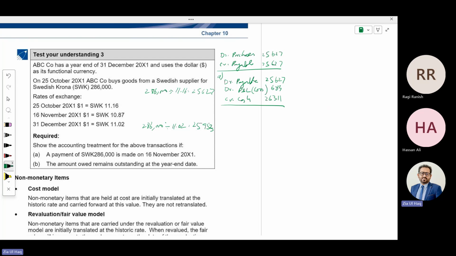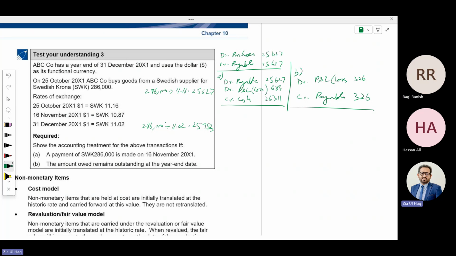This means the liability should be increased by how much? 326. So to increase liability, we will credit payable. And in debit, we need to record profit and loss account 326. That is a loss at year end.